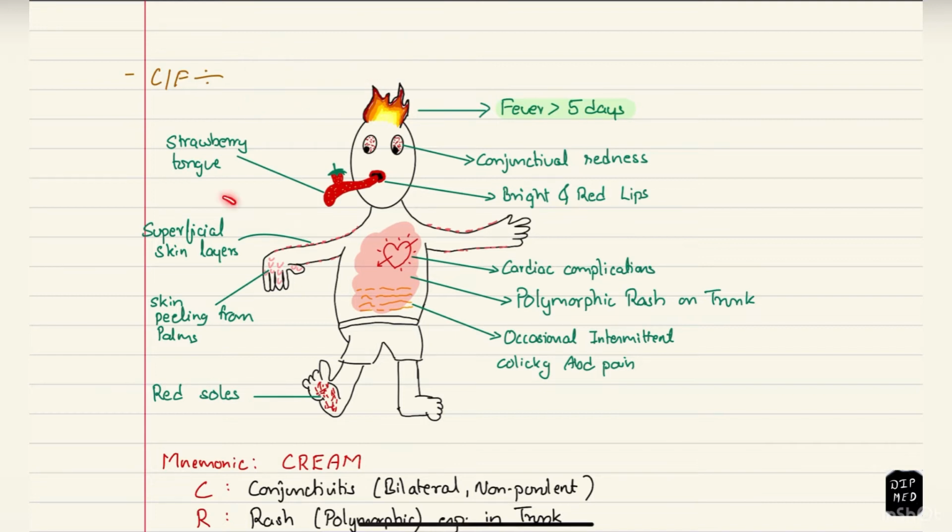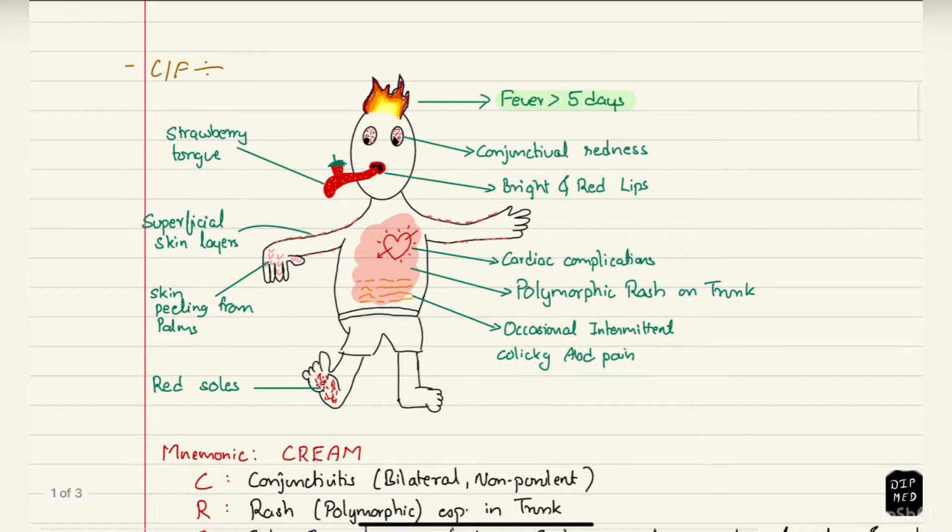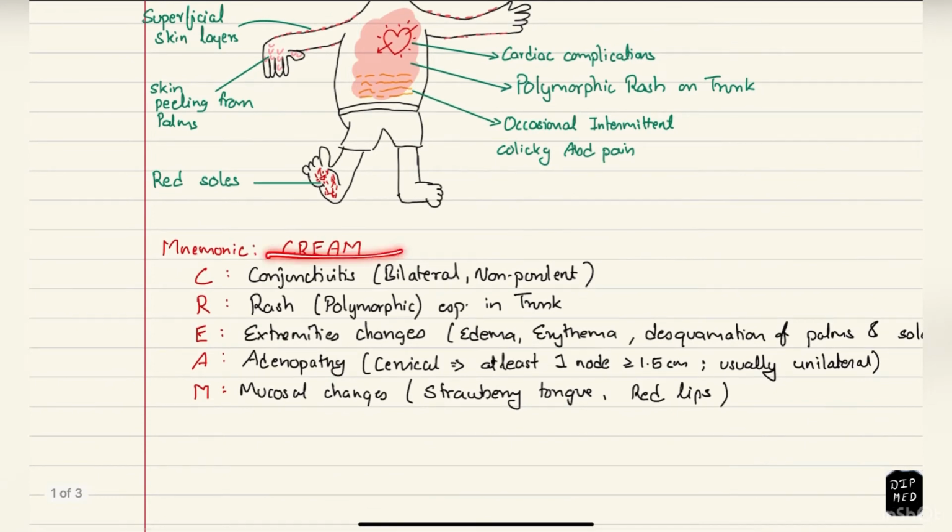In the skin, the superficial skin layers are affected, meaning skin rashes. There is skin peeling from the palms and areas around the nails, which is called periungual desquamation. There can be red soles. Cardiac complications are seen. Polymorphic rashes are seen, especially on the trunk region, and there can also be occasional intermittent colicky abdominal pain.